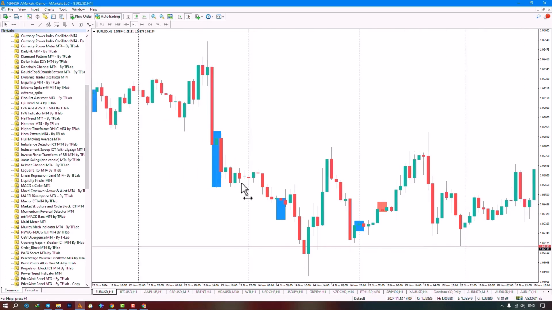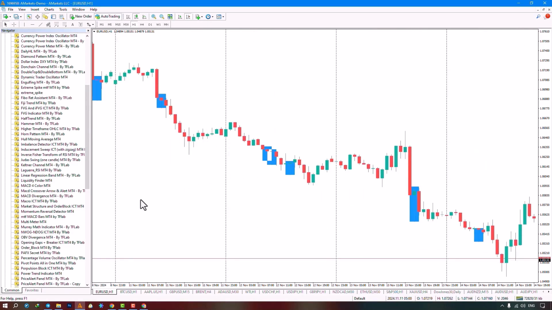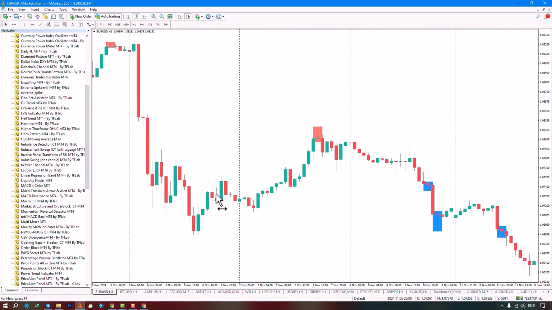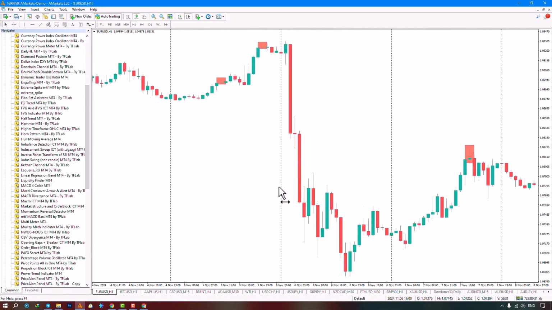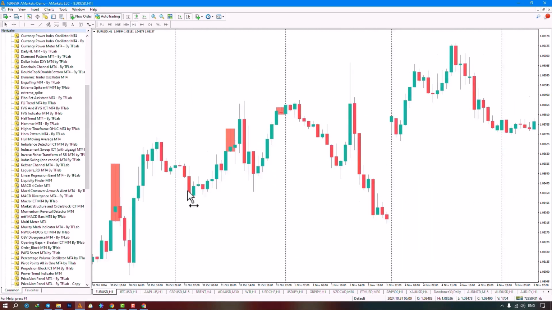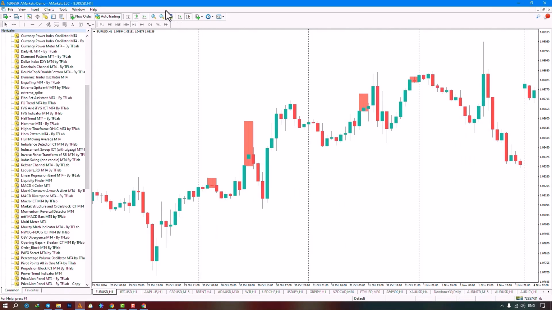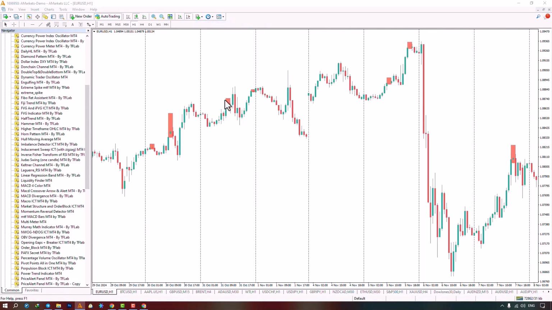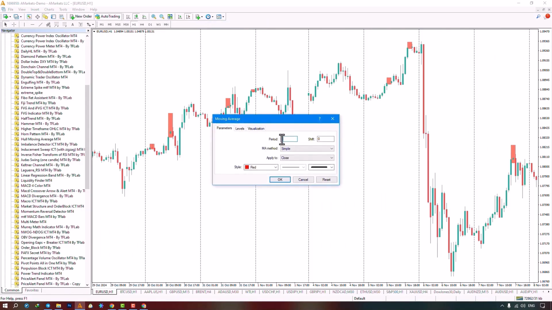The way this indicator works and how to use it is based on several factors that we can adjust in its settings, and it relies on 2 moving averages. To understand better, I'm going to add 2 moving averages to the chart.